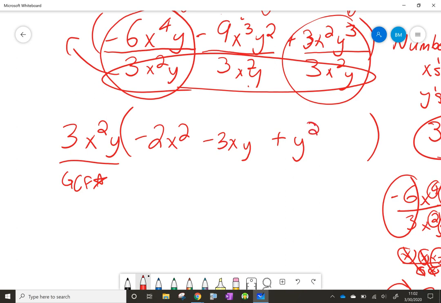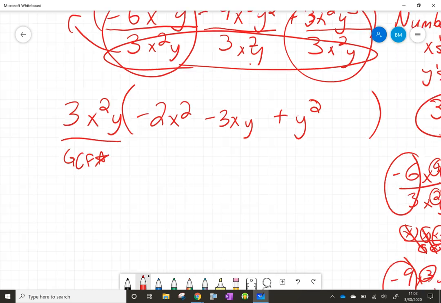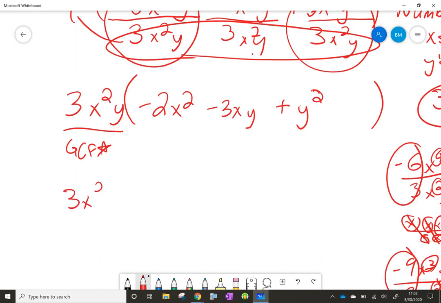You can write the 1 there. You don't have to. It's all right. 1 y to the second power. And that's our final answer: 3x squared y, times, in parentheses, -2x squared minus 3xy plus y squared.